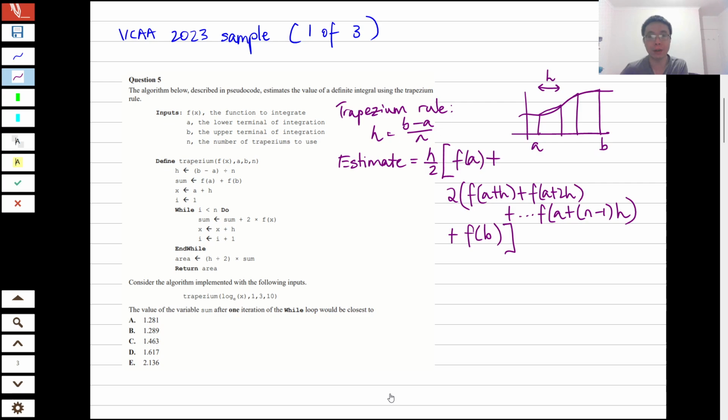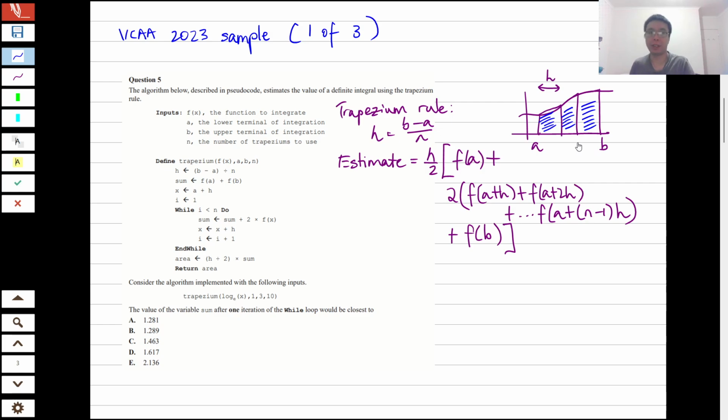Now, if you're unfamiliar with the trapezium rule, I've written it on the screen for you. So essentially, this is a way of estimating the area underneath a curve using trapeziums of equal width, defined by the height of a function.